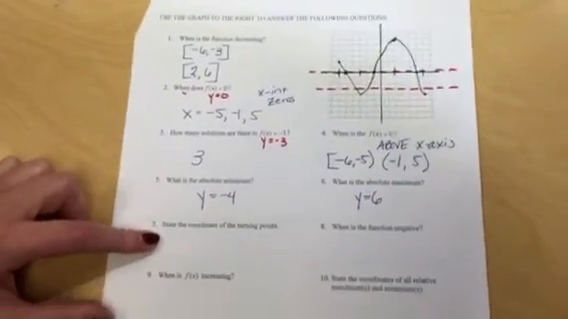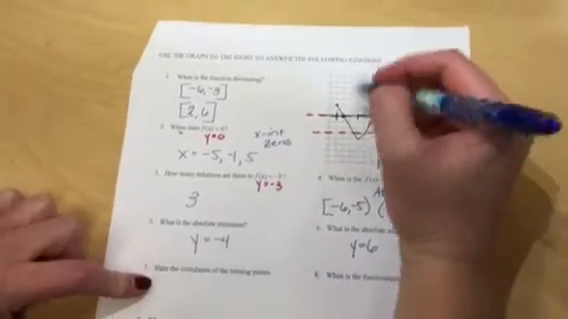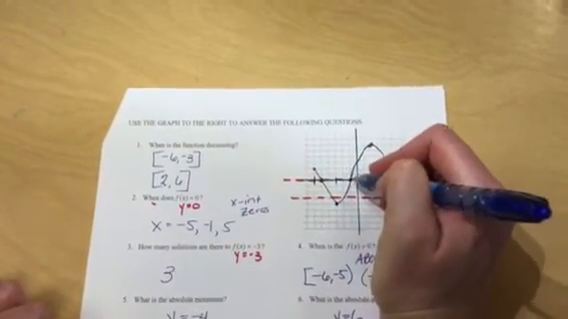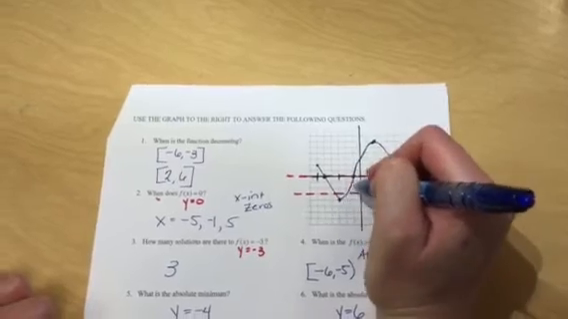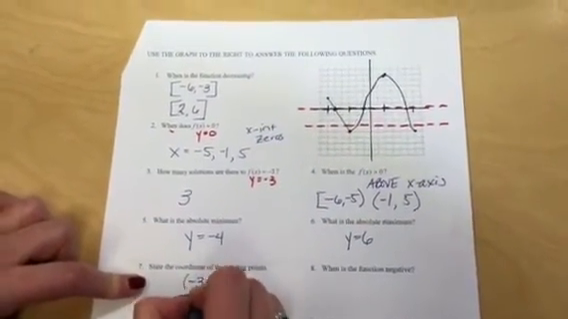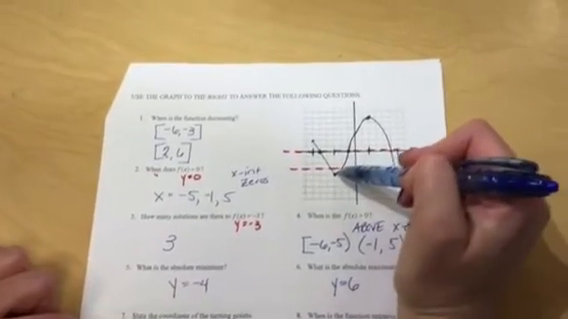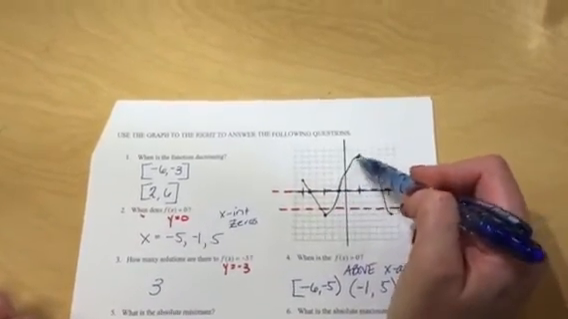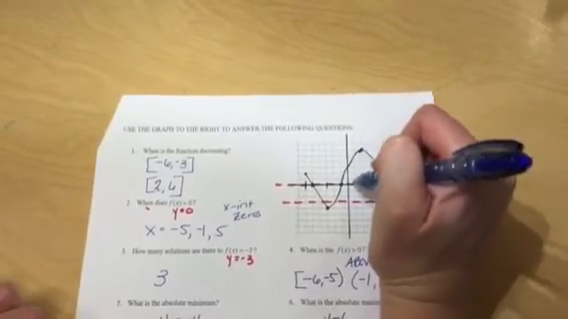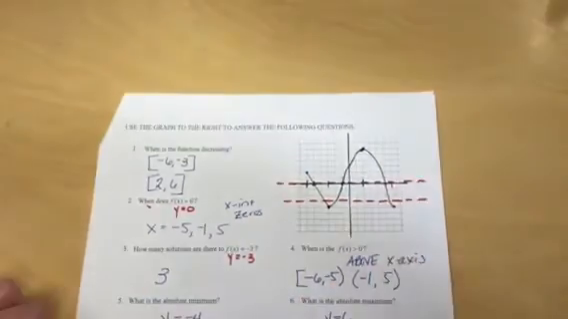State the coordinate of the turning points. Okay, I follow my graph. Decrease, decrease, decrease. Right here, I turn around and start going up. That's where I turn from decreasing to increasing. That is the turning point. That is the coordinate, -3, -4. Now, on my graph, I'm increasing all the way up to here, and then I turn around again. So that is my other turning point. That is the point 2, 6.